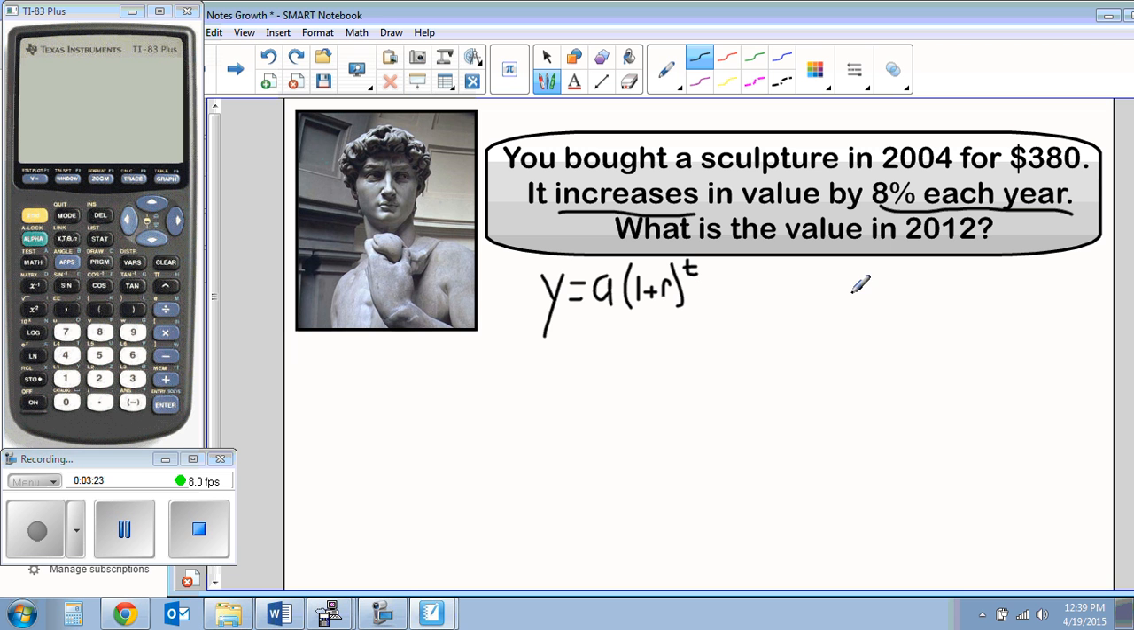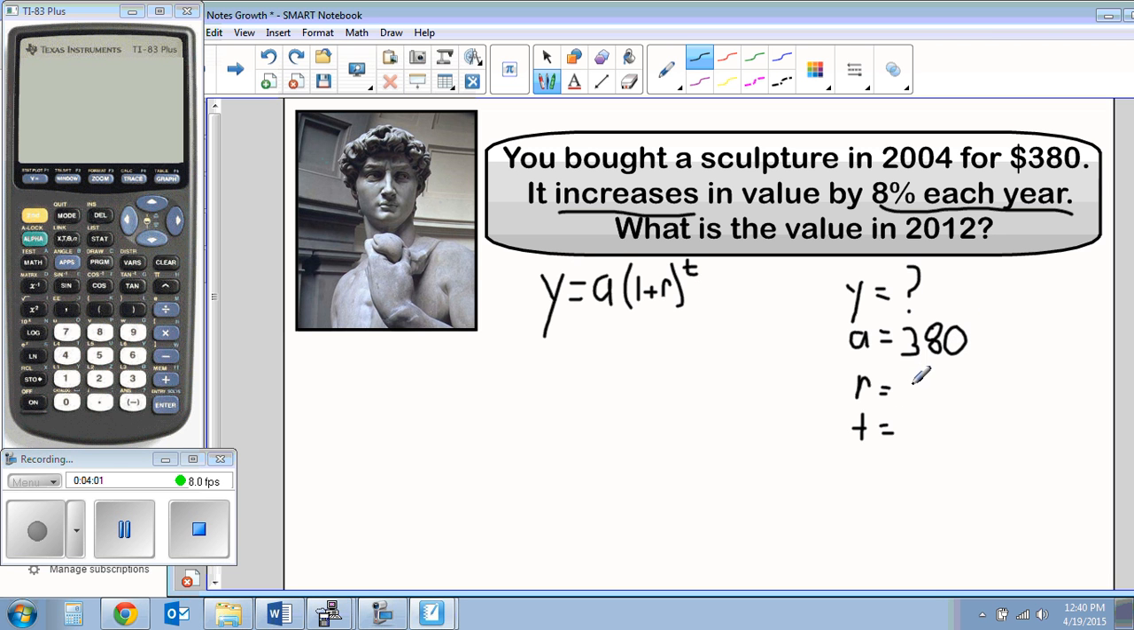So I have to figure out what some of these variables are. I don't know what y is. I need to figure out what a is, r, and t. I'm going to figure out what each of these are equal to for this problem before I plug in. Reading the information above, I'm trying to find out my final amount, so I don't know what y is equal to. A is my initial amount, and it says I bought the sculpture in 2004 for $380, so that's what we're going to say our A value is. So we're starting off with this $380. That's how much we paid for this sculpture.